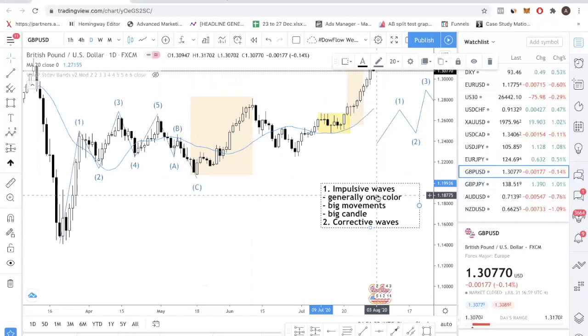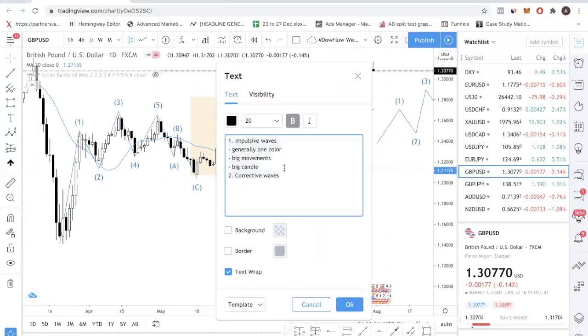I will not get into the small details about identifying impulsive waves. Maybe I'll do another video on that. But in today's video, I just want to show you that you have two kinds of waves in Elliott wave: impulsive and corrective. After an impulsive wave comes a corrective. If you see impulsive then corrective, you can use it to project that the next movement is going to be an impulsive wave in that same direction.